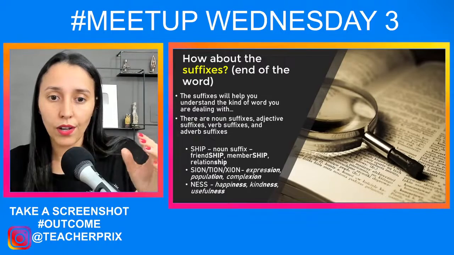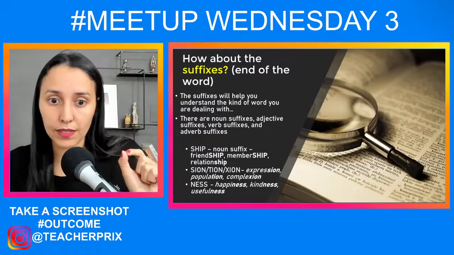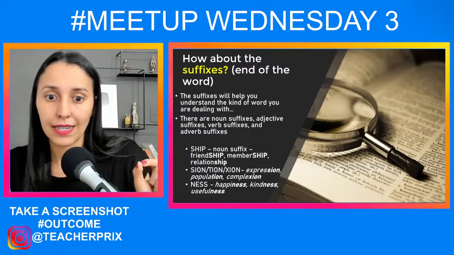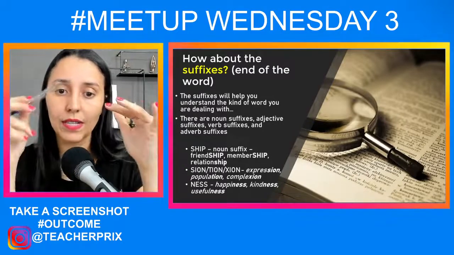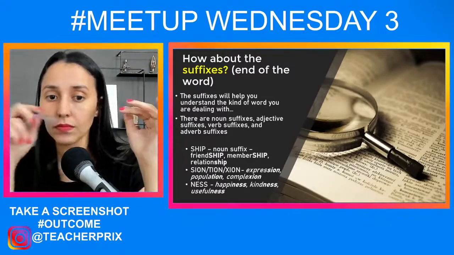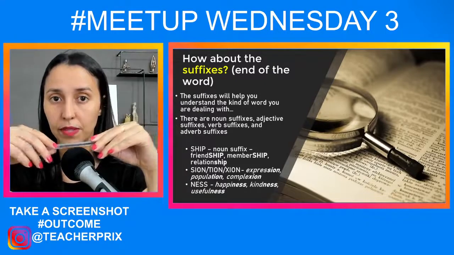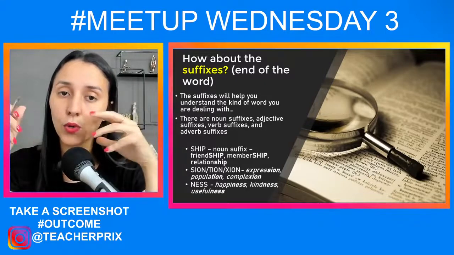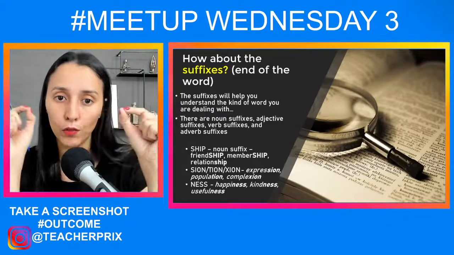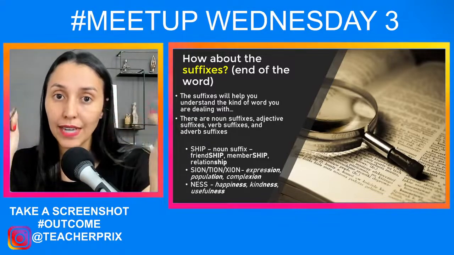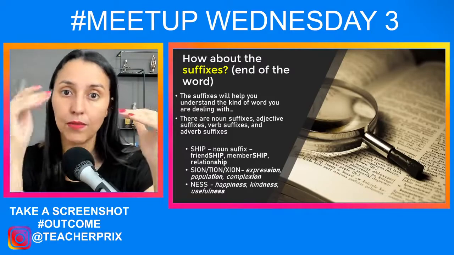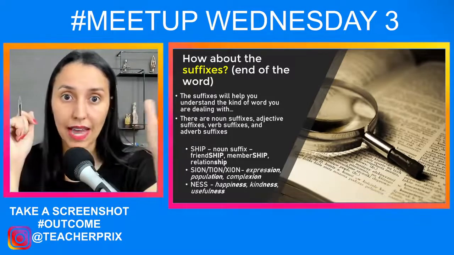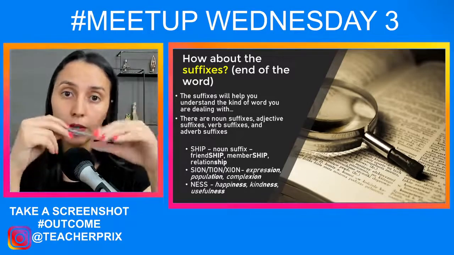So ship is a suffix. Ness, kindness, usefulness. So when you see these suffixes, you already know what type of word it is. Remember that one of the ideas that I gave you was to group the words by type: nouns, verbs, adjectives, adverbs. And this is a common problem students have.